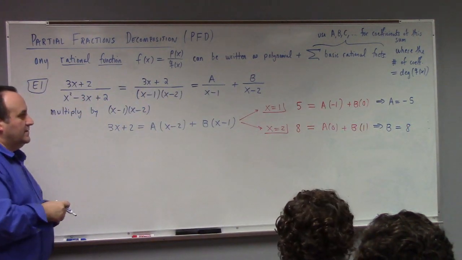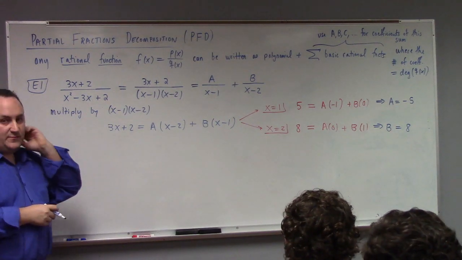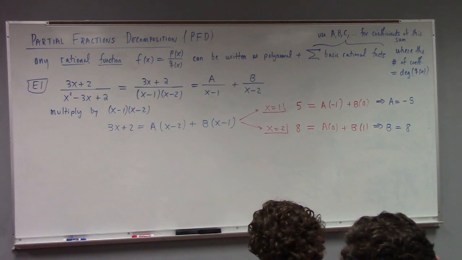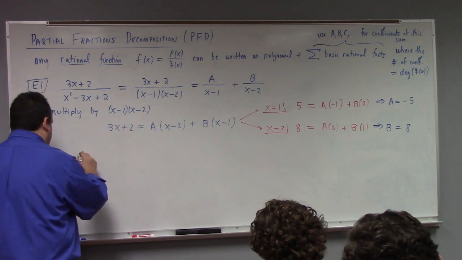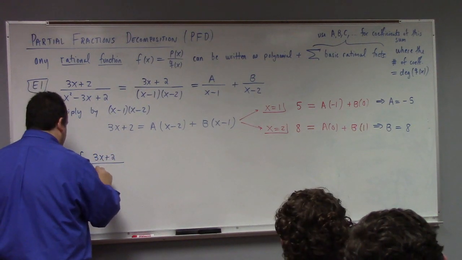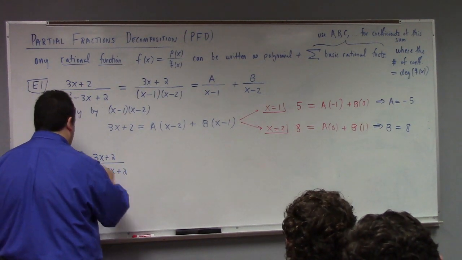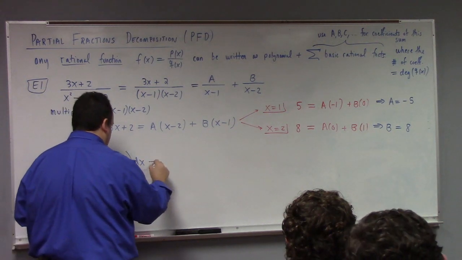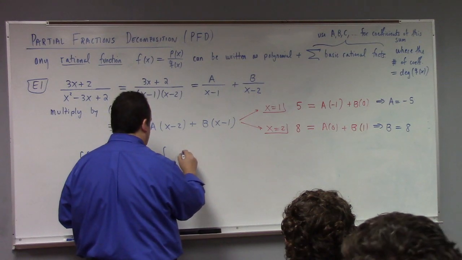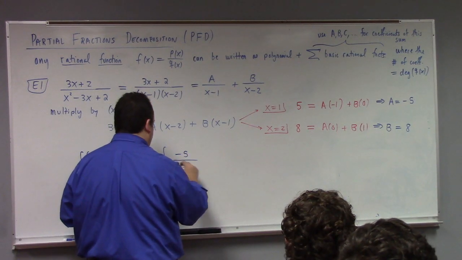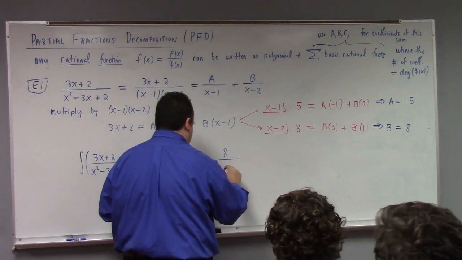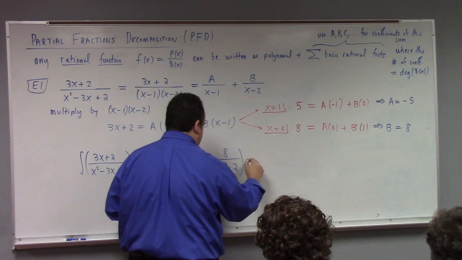And then we can plug back up into the a and b, and we've found the partial fractions decomposition of this rational function. And why does that matter? Well, check it out. If we're integrating 3x plus 2 over x squared minus 3x plus 2 dx, that's actually the same as the integral of minus 5 over x minus 1 plus 8 over x plus 2. That's what the algebra we did up there earns us.